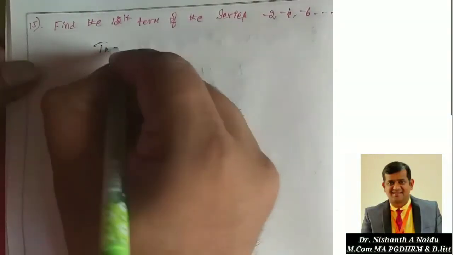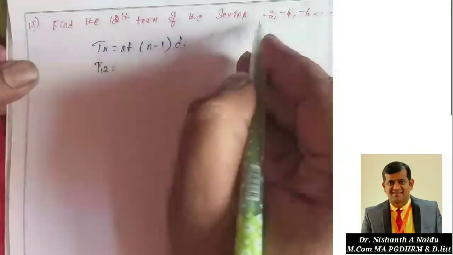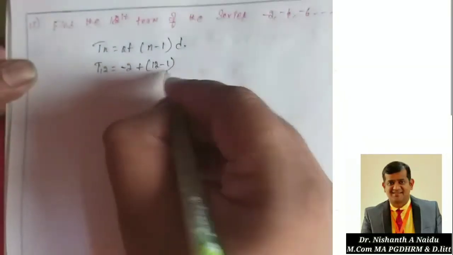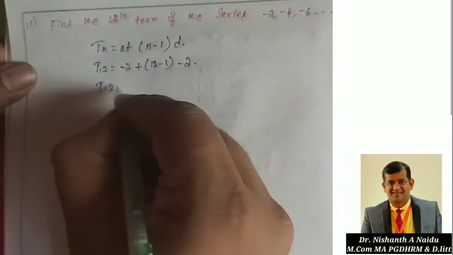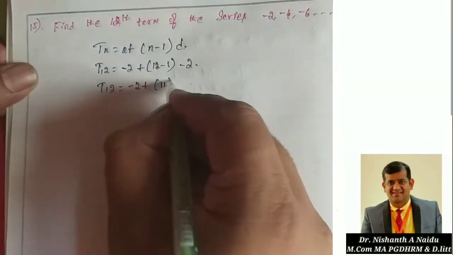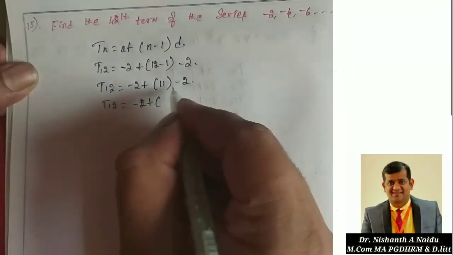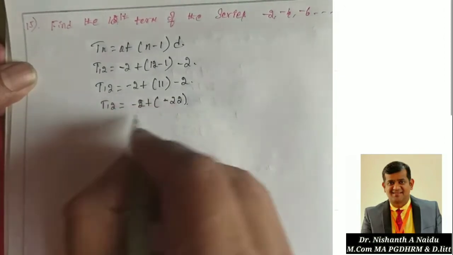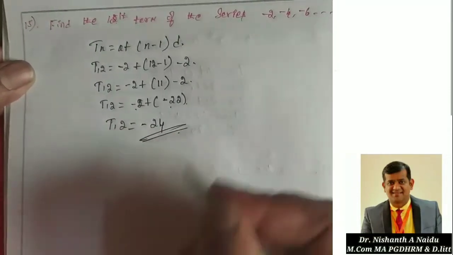So you know the formula Tn equals a plus n minus 1 into d. So T12 equals a, the first term, that is minus 2, plus n is 12 minus 1, into d. The common difference is minus 2, minus 4, minus 6, so that is minus 2 is the difference. So T12 equals minus 2 plus 11 into minus 2. So that becomes T12 equals minus 2 minus 22. That is minus 22, right? Minus into plus is minus. So T12 equals minus 24. So this is the answer for this problem.